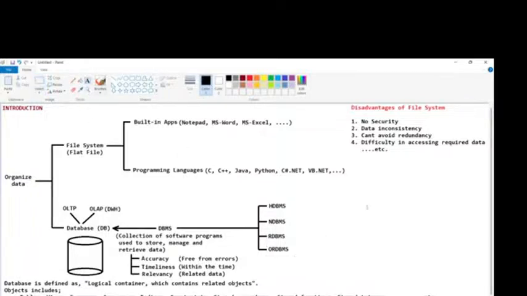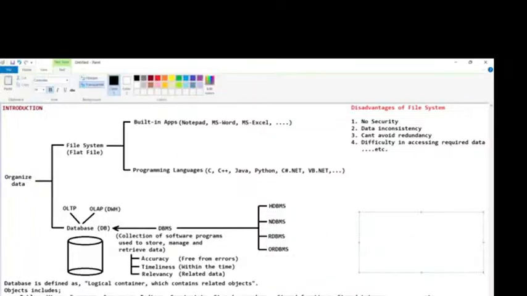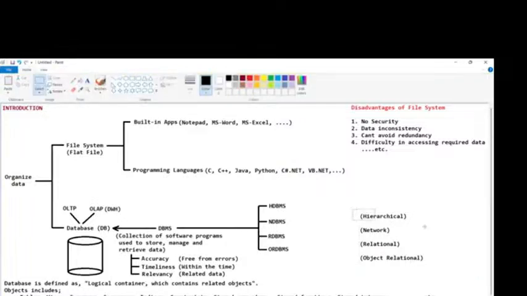Yes. Now how you describe? H is hierarchical. N is network. R is relational. OR is object relational. Yes, four are there: hierarchical DBMS, network DBMS, relational DBMS, and object relational DBMS.